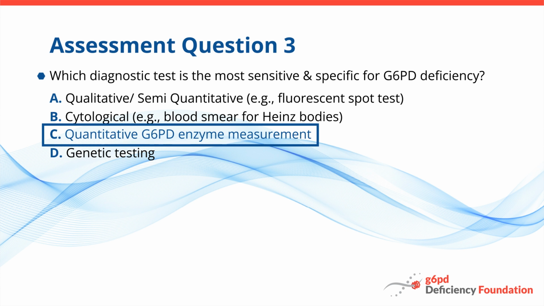Neither qualitative nor cytological testing provide the actual enzymatic activity level, leading to a lower incidence of accurate interpretation of the results. Although genetic testing provides evidence of the gene mutation, the clinician is left without the knowledge of the extent of the deficiency among heterozygous females, which is a valuable factor when assessing treatment options. Overall, quantitative testing is the most sensitive and specific way to determine if a patient is G6PD deficient.